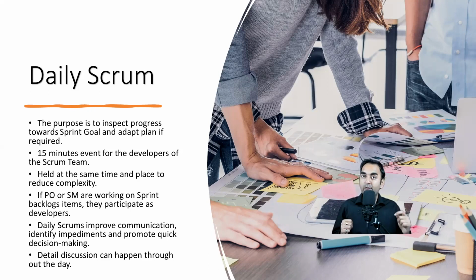Daily Scrum improves communication, identifies impediments, and promotes quick decision making. Suppose a developer is working on a certain aspect of the product and needs help from another developer. It's important that he or she highlights it during daily Scrum, because it helps in collaboration. It also helps in quick decision making. The other developer can say, okay, I'm available in the afternoon from 2 to 3, can we talk at that time?